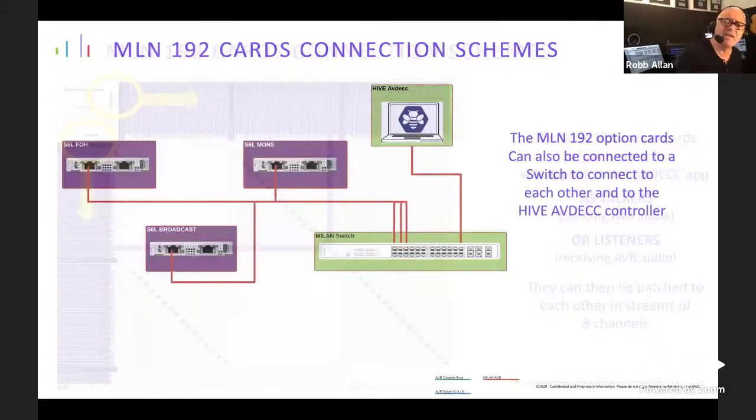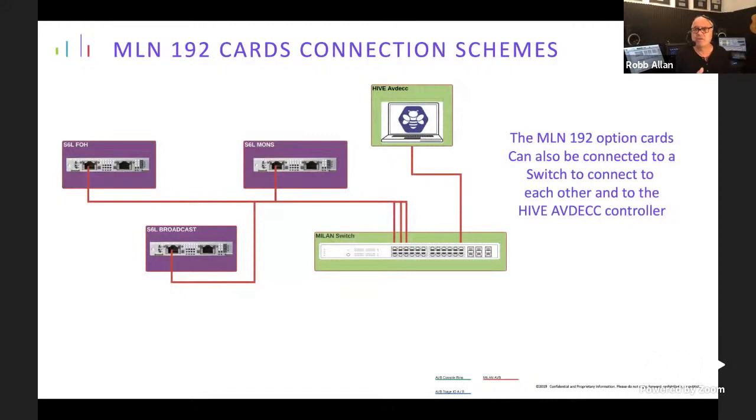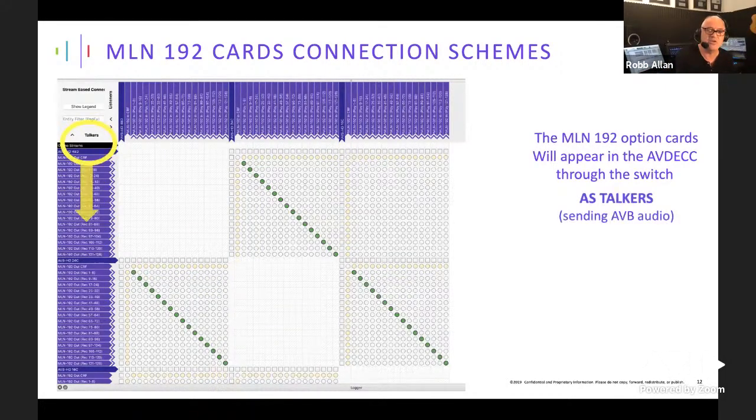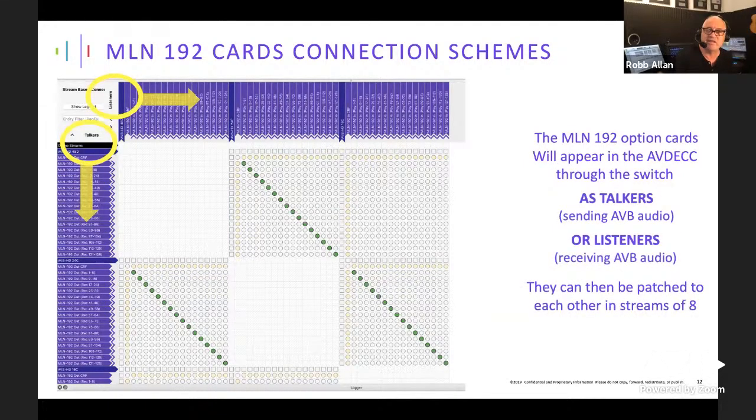I can also connect the MLM Audinate cards to a Milan switch, right? Which is exactly what Chris is going to do today and show you. And you can connect the Hive AVDECC controller directly to that switch. It appears in exactly the same way through the switch or looped together. It appears in the AVDECC controller just like this. The talkers on the left, the listeners on the top, and you just connect them together with a green dot.